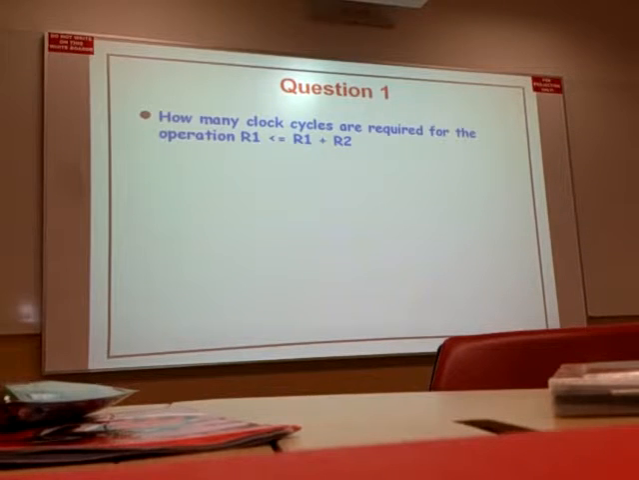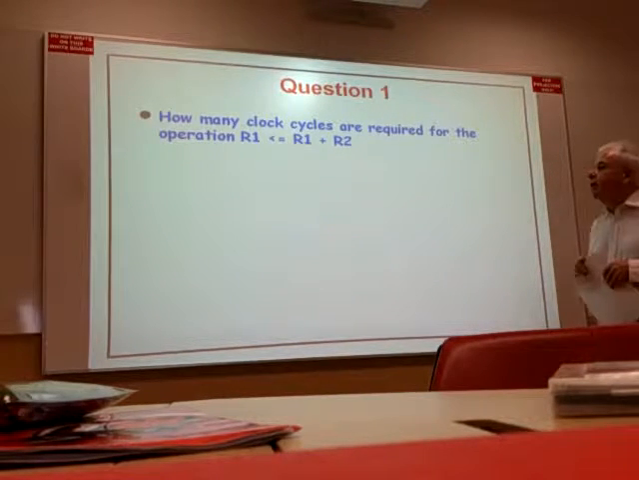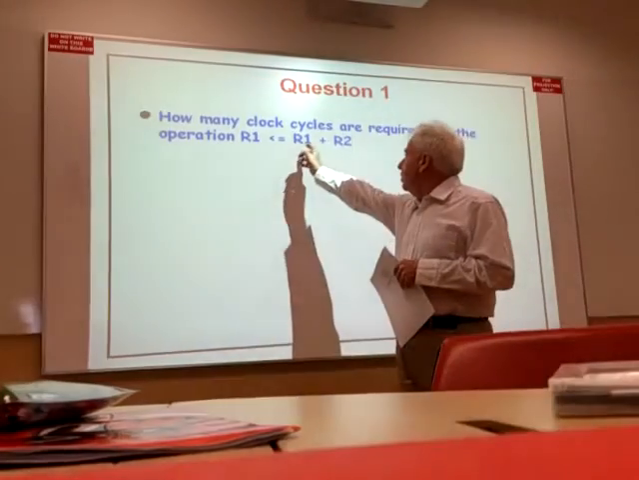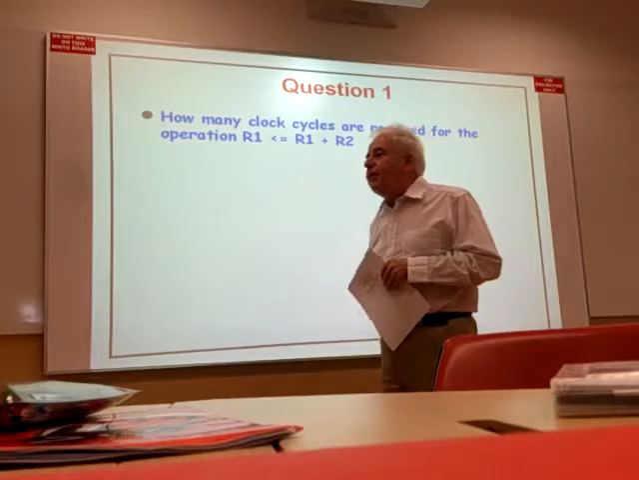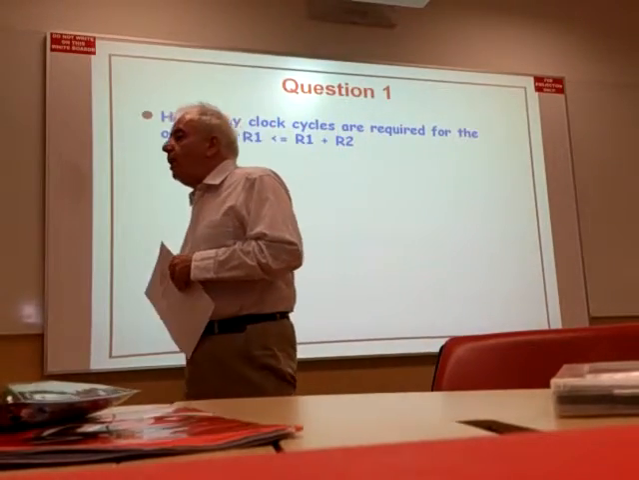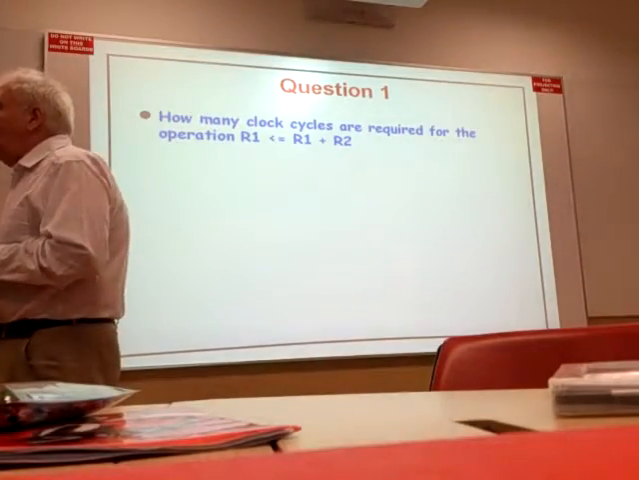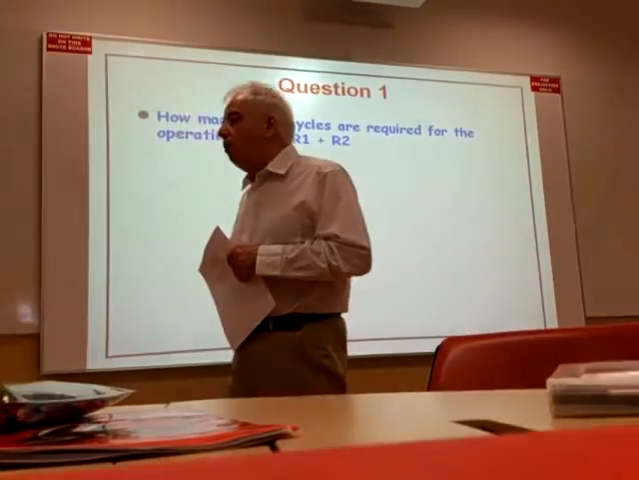Now we've asked the same question. Suppose we have the operation where we want to take R1 and R2 and put the value in R1. For this new architecture, where we have the registers A and B, how many clock cycles will that now require?